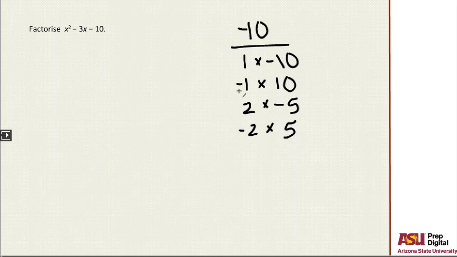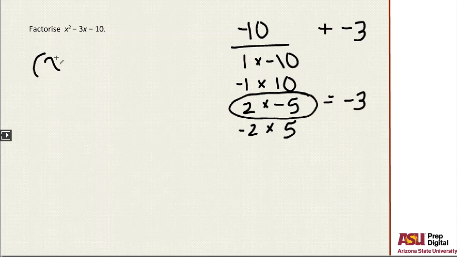So those are all the different ways I can multiply to negative 10, and I want to find the way that adds to a negative 3. So if I add these, I get negative 9, add these, I get positive 9. On this pair right here, here's my winner. If I add a positive 2 and a negative 5, that equals the negative 3 that I'm looking for. So that's the pair that works. x plus 2 and x minus 5.